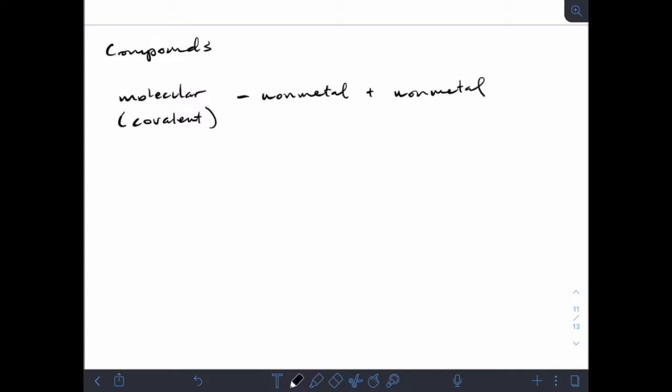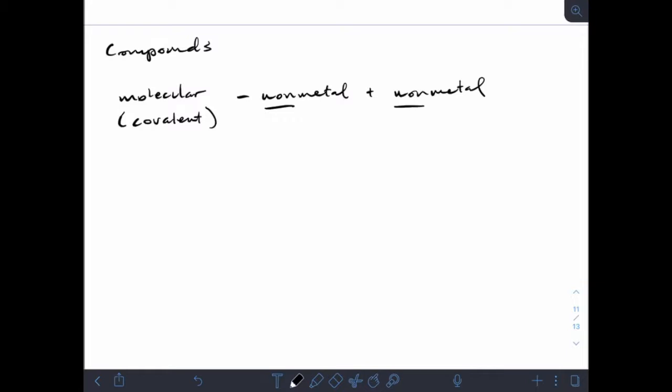Most compounds fall into two categories. The first is called molecular compounds, also referred to as covalent compounds. Molecular or covalent compounds are a nonmetal bonded to a nonmetal. So we're talking about compounds that are made of elements that are entirely based in the upper right-hand corner of the periodic table, where it's all non-metals.